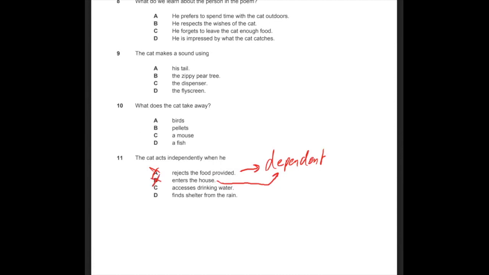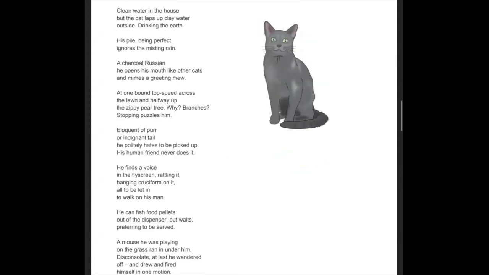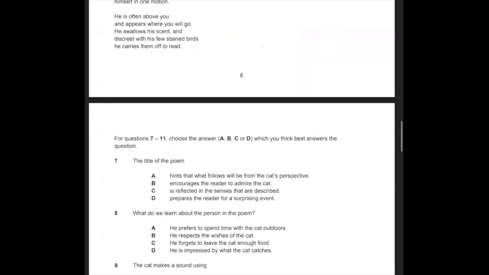Looking between C and D. Now, if I go back to the part where it talks about the rain, scrolling back up, this is the part where it talks about rain. It says, his pile being perfect ignores the misting rain. Now, pile is basically like the soft parts of, I guess, a carpet, which sticks out. In this case, it just means his fur. So it's saying that his fur is absolutely perfect and it just ignores the misting rain. So he completely ignores the rain. He doesn't really care about it at all, right? He's not dependent or independent. He doesn't look for shelter from the rain. He just completely ignores it.